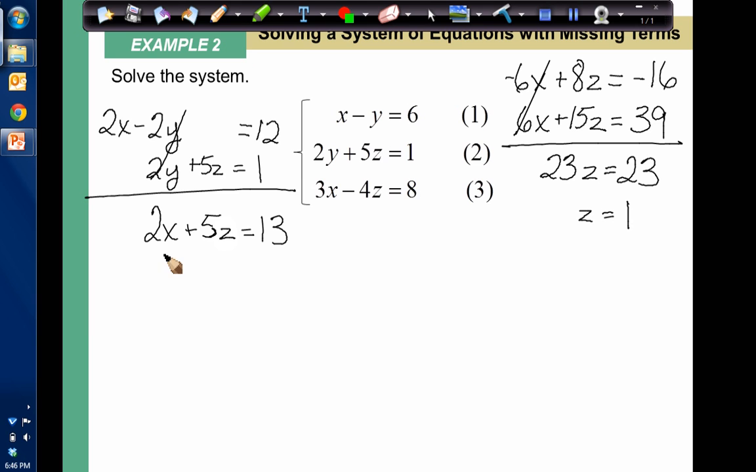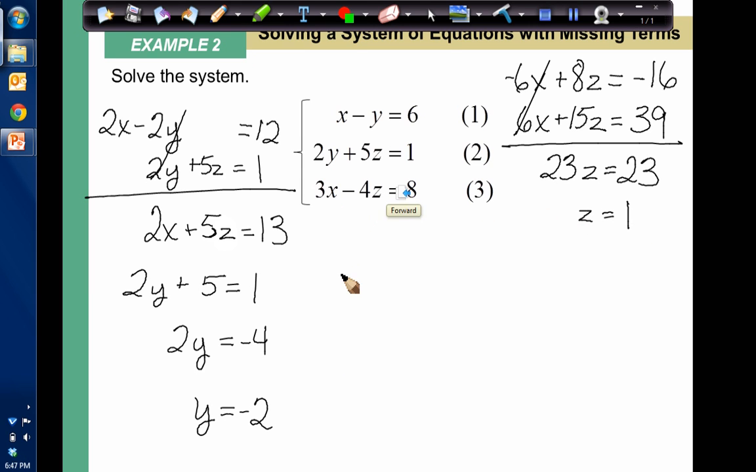Let's go ahead and plug it into equation number 2. 2y plus 5 times 1 is just 5 equals 1. So 2y equals -4 and y equals -2. So we have our second piece. Let's go ahead and find the third piece. I'm going to plug in z equals 1 into equation number 3. So we get 3x minus 4 times 1 is just 4 equals 8. 3x equals 12 and x equals 4.